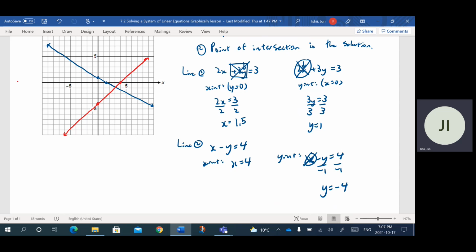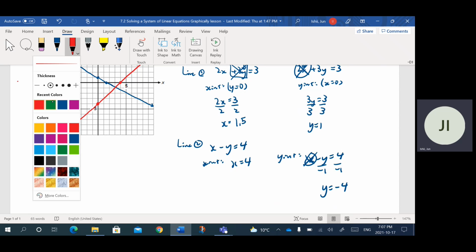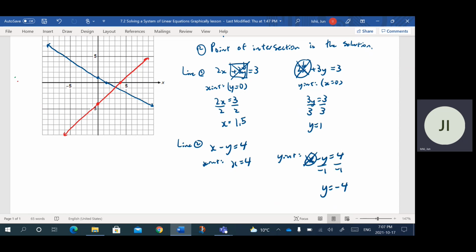And to get the solution, it's where they intersect. All right, so you can see that the point of intersection is right here. So the solution is at 1, 2, 3. So x value is 3, my y value is -4. Okay, so that's the answer.